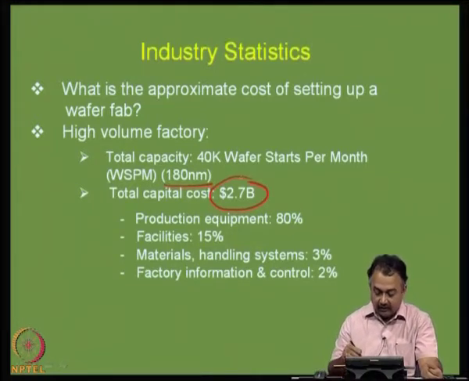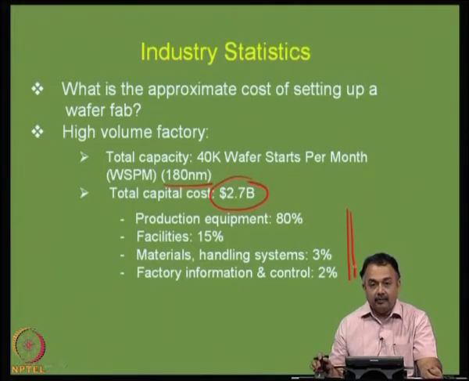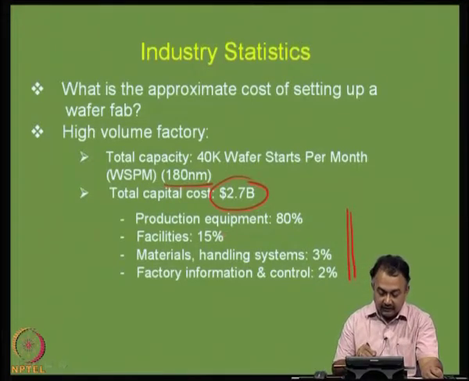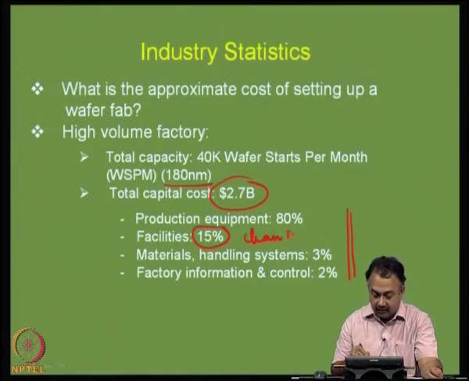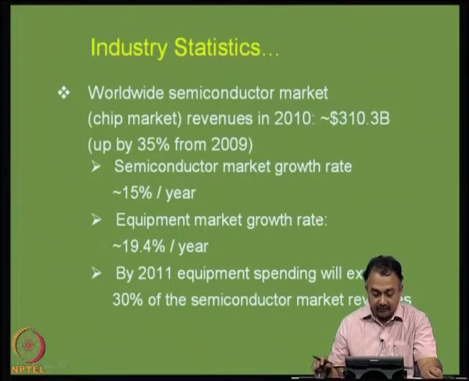And you can look at the percentages required out of this $2.7 billion for production equipment, facilities, materials handling and systems, factory information and control. So, the facilities of 15% would include very important aspects like clean room for IC manufacturing.